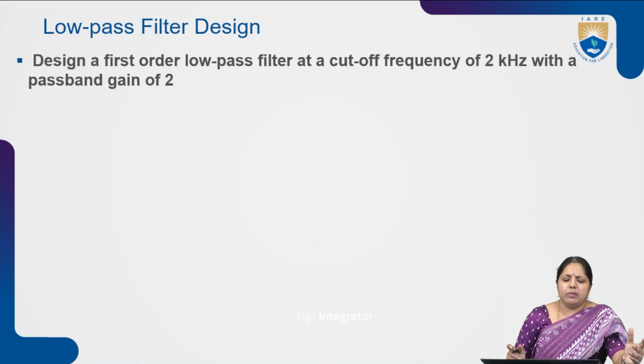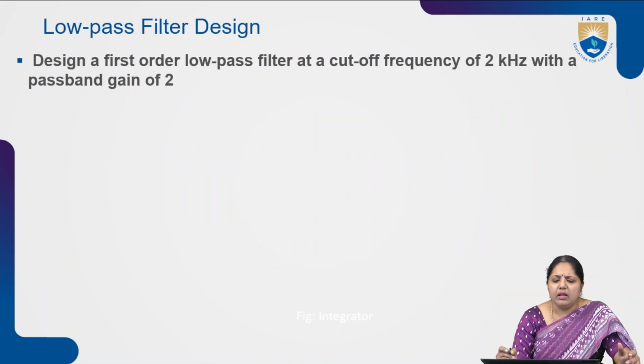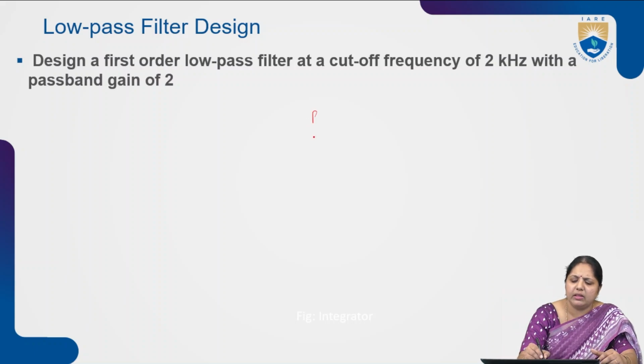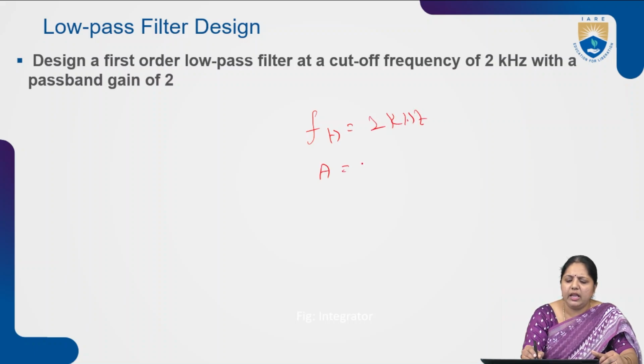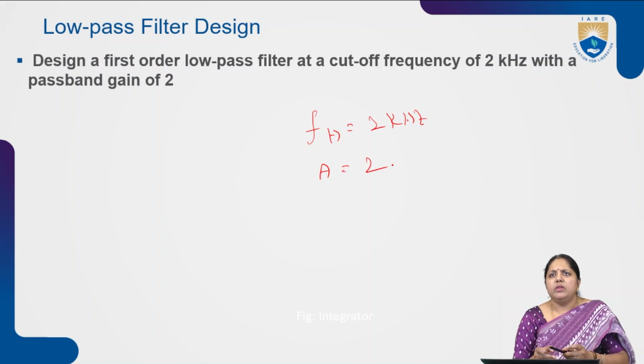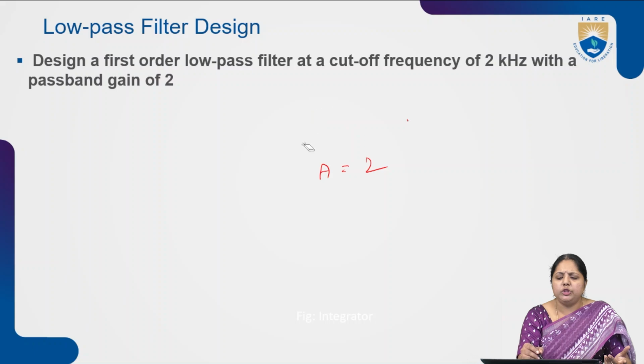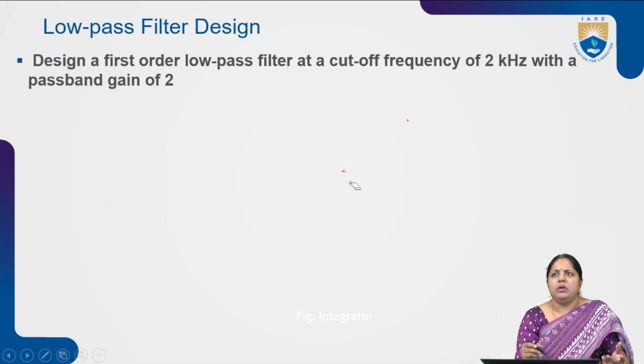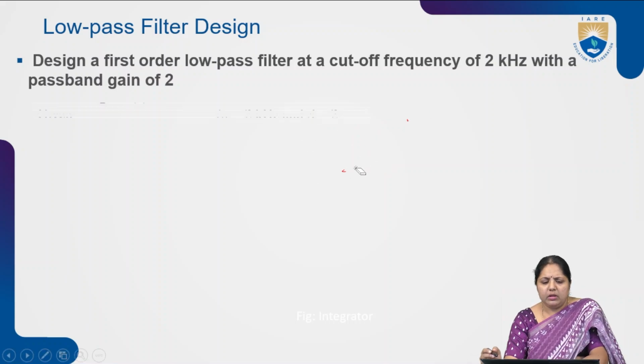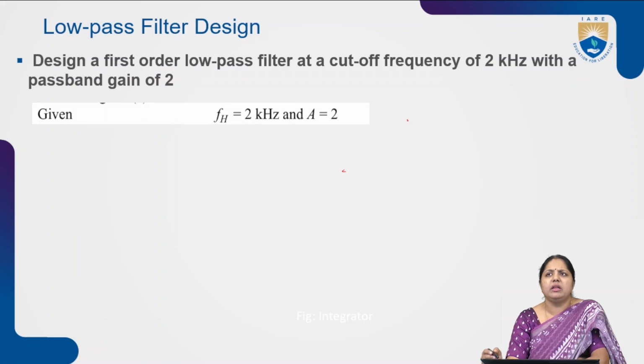Now let us see one problem. Design a low pass filter at a given cutoff frequency. The cutoff frequency FH equals 2 kilohertz is given, and the passband gain A equal to 2 has been given. What is the first step I need to do? The first step is to assume the capacitance value. First I take the given parameters: FH equal to 2 kilohertz and A equal to 2.